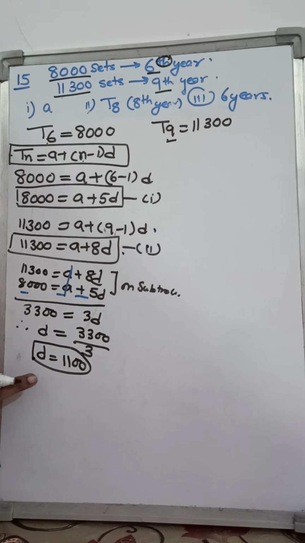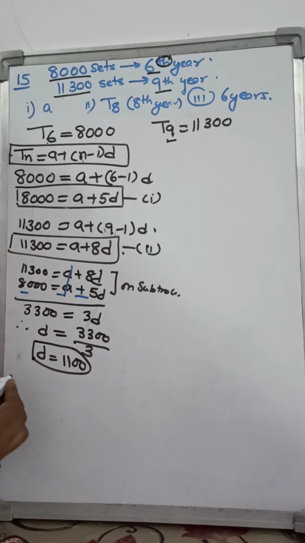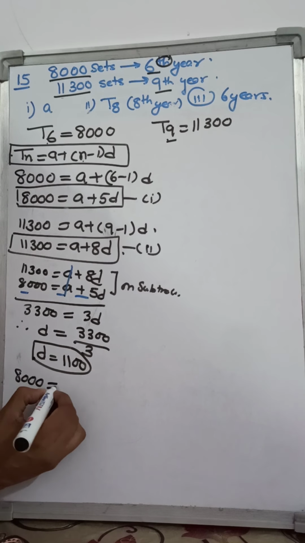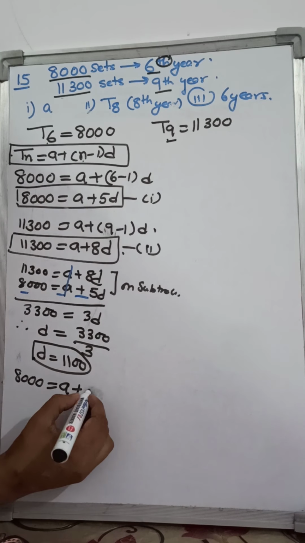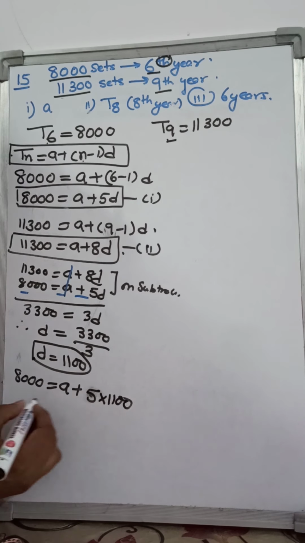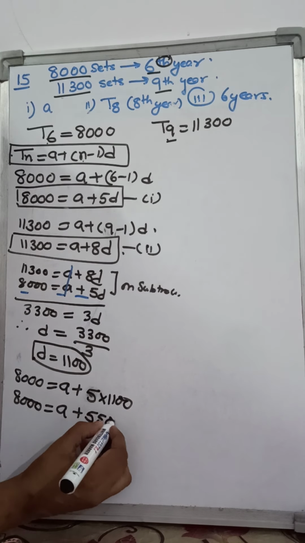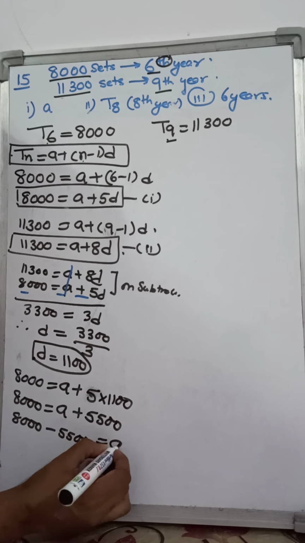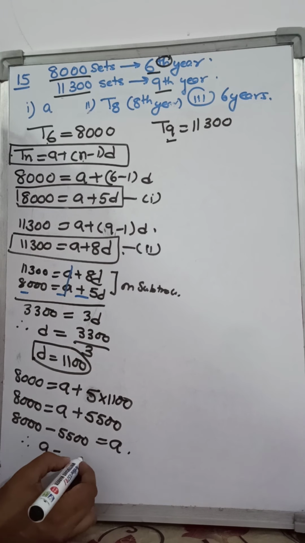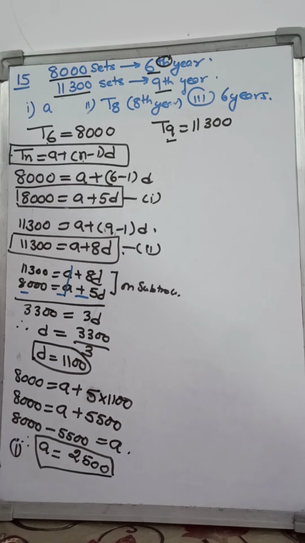Now, what we have to do? We have to substitute the value of D in equation number 1 in order to find out the value of A. So, 8,000 equals A plus 5 into D. D is 1,100. So 8,000 equals A plus 5,500. So 8,000 minus 5,500 will be equal to A. Therefore, A is coming out to be 2,500. This is your first term and first part of this question.